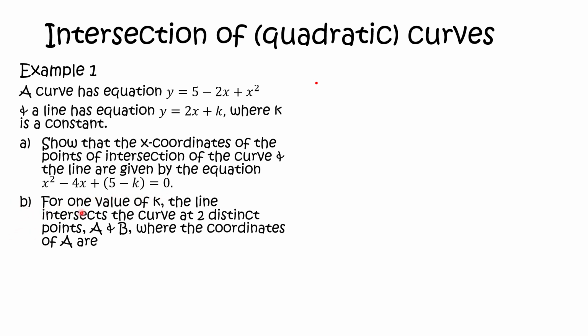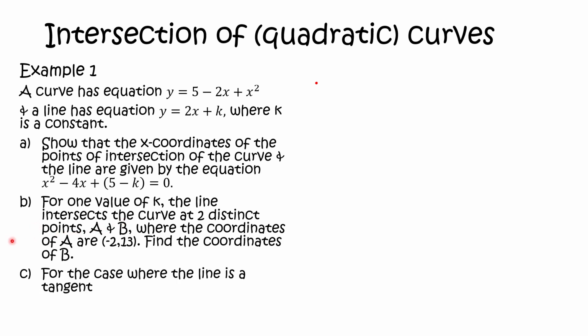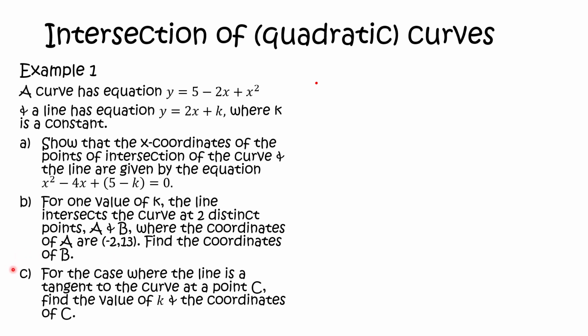And b, for one value of k, the line intersects the curve at 2 distinct points, A and B, where the coordinates of A are minus 2, 13. Find the coordinates of B. c, for the case where the line is a tangent to the curve at a point C, find the value of k and the coordinates of C.